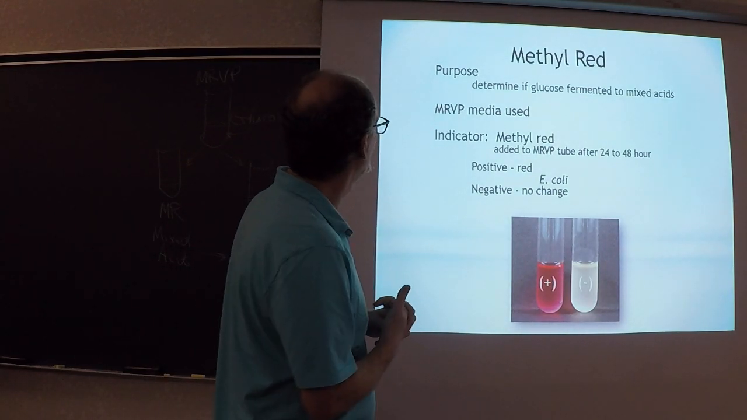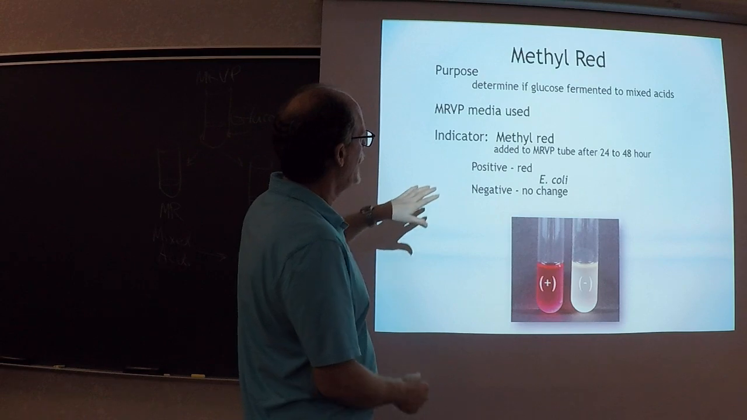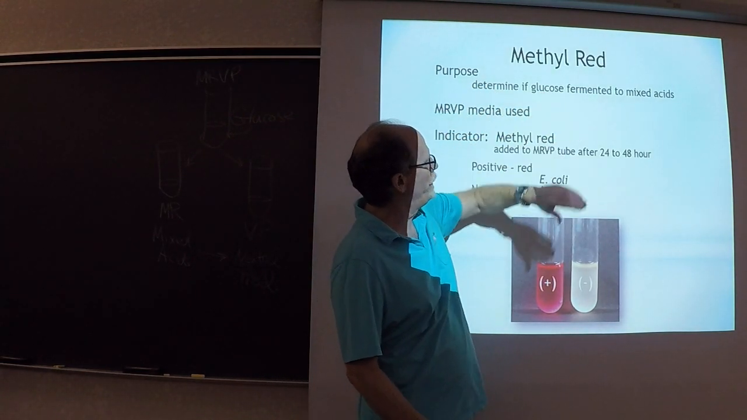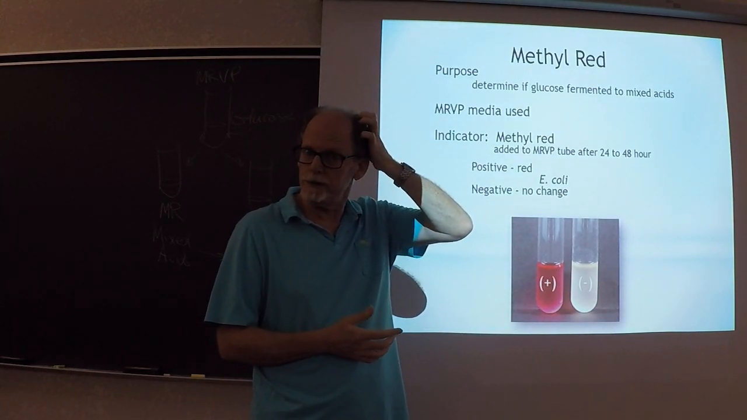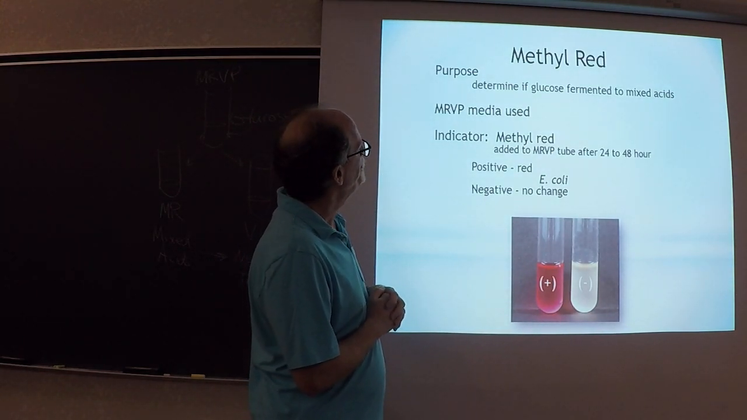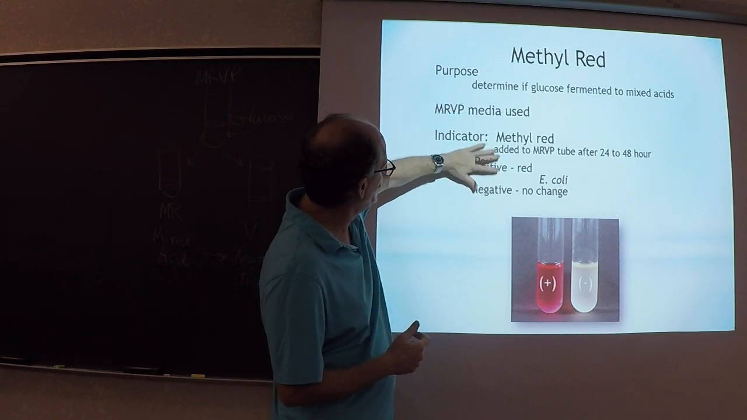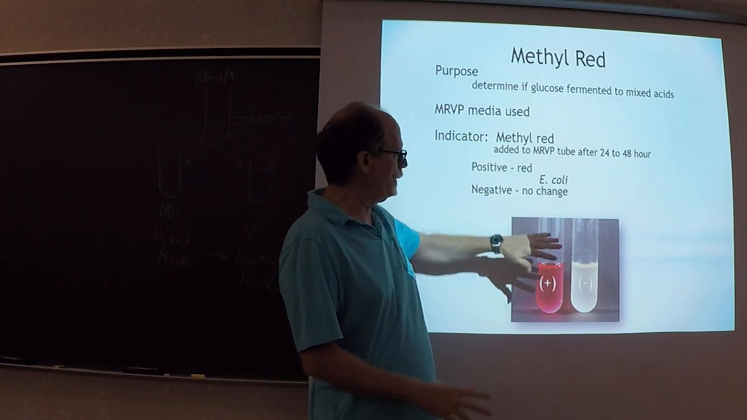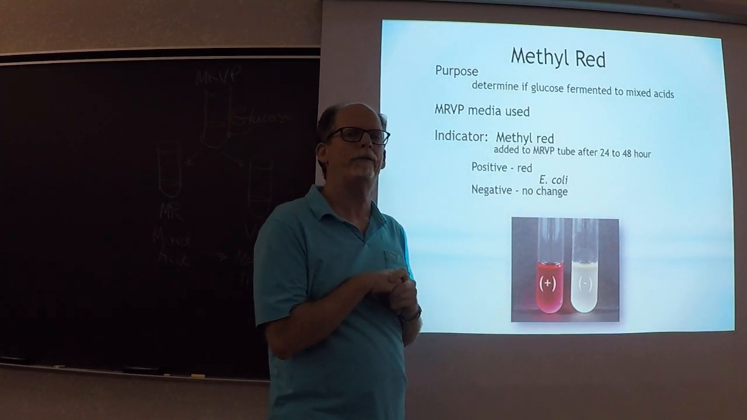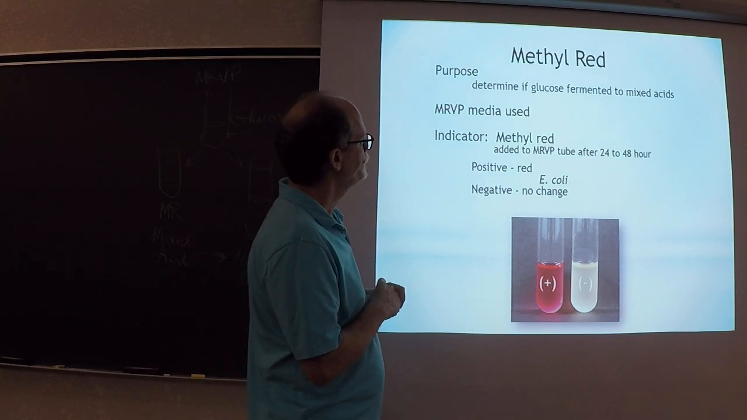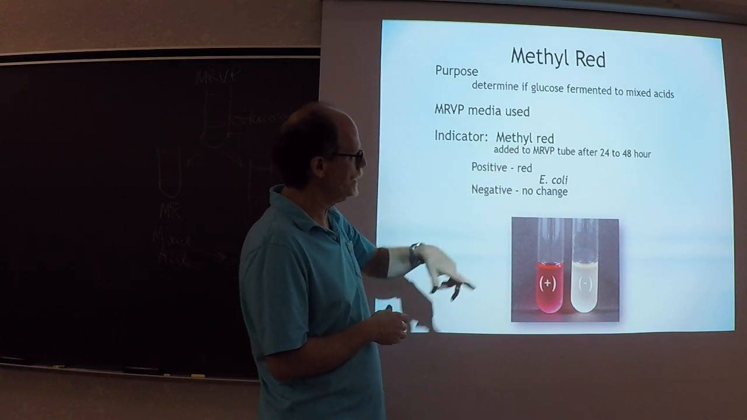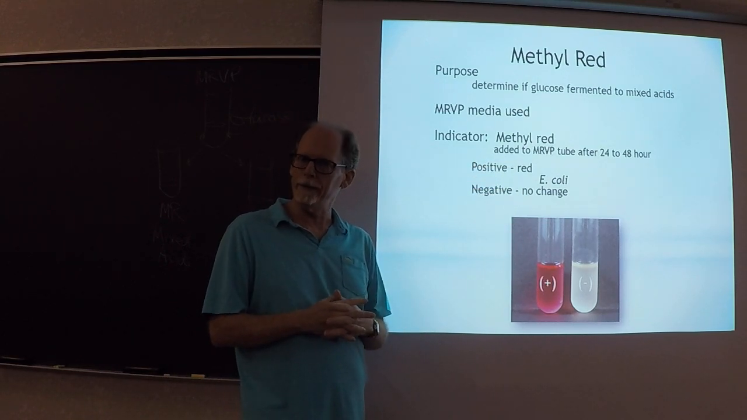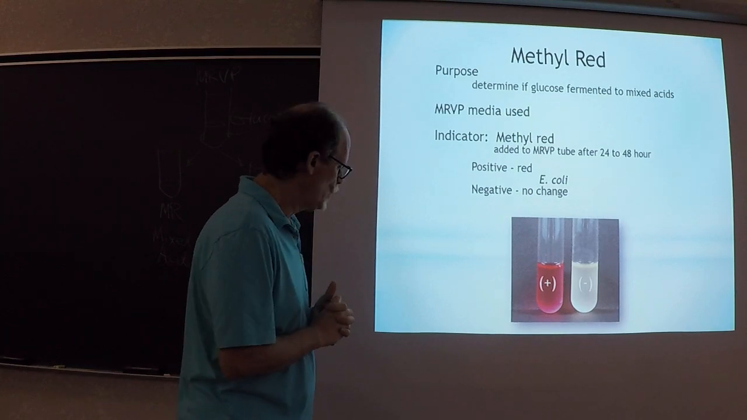Okay, so to do the methyl red test, the purpose of it is to determine if glucose is fermented in mixed acids. And then your principle should include MRVP media is used. I'm going to explain that in a minute. The indicator methyl red is added after the bacteria grow. And if glucose is fermented, then when you add this reagent, you'll get a red color, and that means it's positive for methyl red.